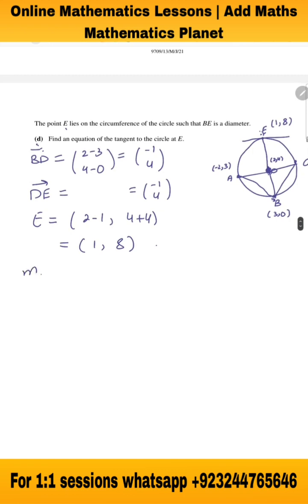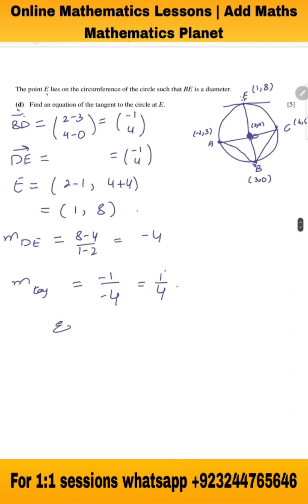Okay, so the slope of DE is... Now the slope of the tangent and DE would be minus 1 over minus 4, which is equal to minus 1 over 1 by... So the equation of the tangent.